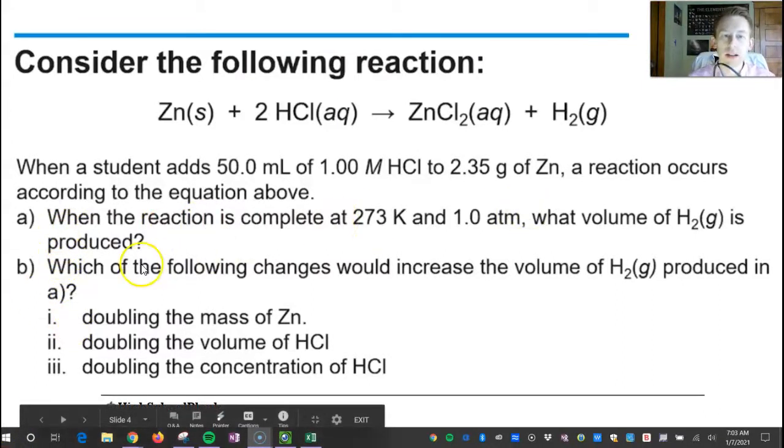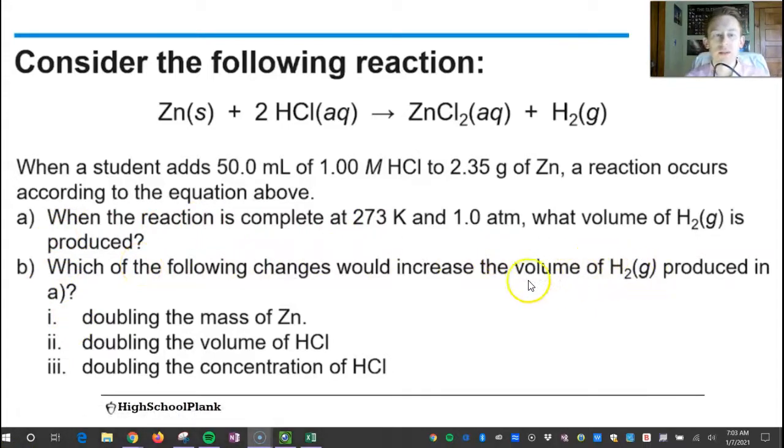We calculated that. Now we want to know which of the following changes would increase the volume of H2 gas produced. Okay, so now we need to remember 2 things. One, that if there's more limiting reactant, you're going to have more product. And if you add enough more limiting reactant, you might end up with a different limiting reactant. So we need to figure out if we double zinc, is that the limiting reactant or not? Is doubling the HCl, that's what's going to happen there, and doubling the concentration, what's going to happen there.